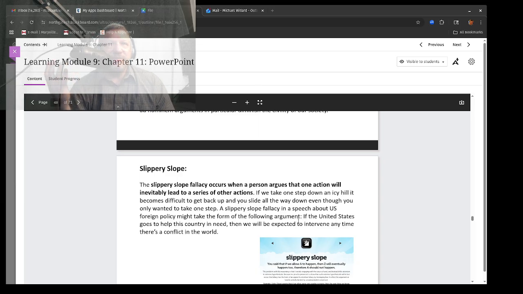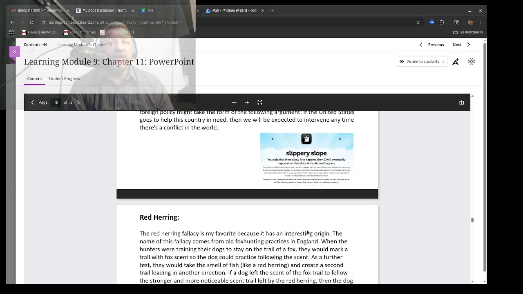I gave you a slippery slope example here about U.S. foreign policy. If the U.S. goes to help this country in need, then we're going to be expected to intervene every other time that there's conflict within the world, right? That's kind of one of those slippery slope things. Each case is individual, but yet sometimes we try to group them together.